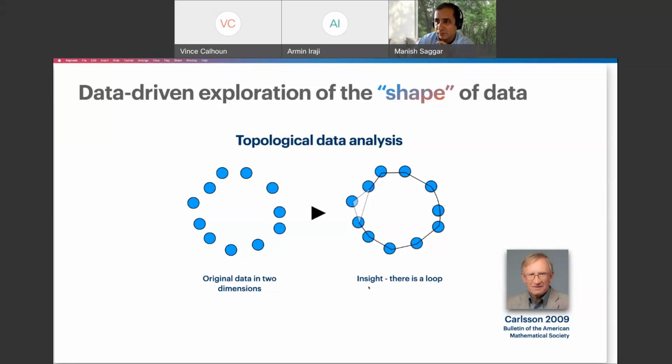There are multiple topological data analysis methods that people can apply, from persistent homology to mapper. And today we'll focus mostly on mapper, but we're also working on persistent homology.